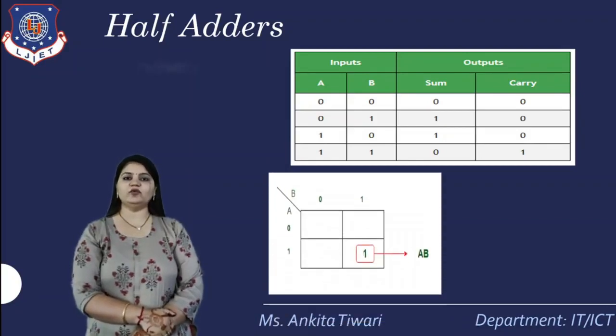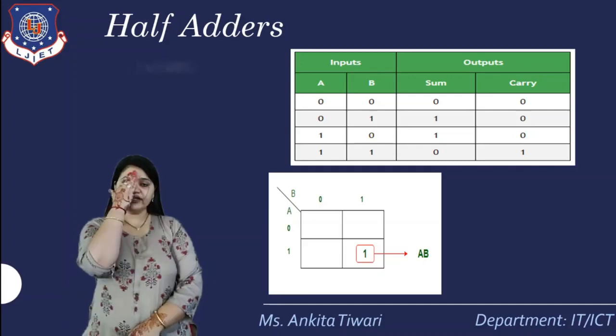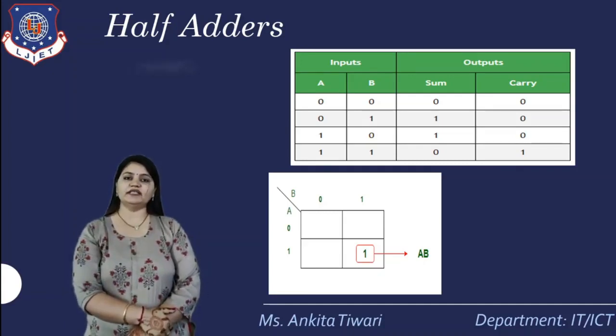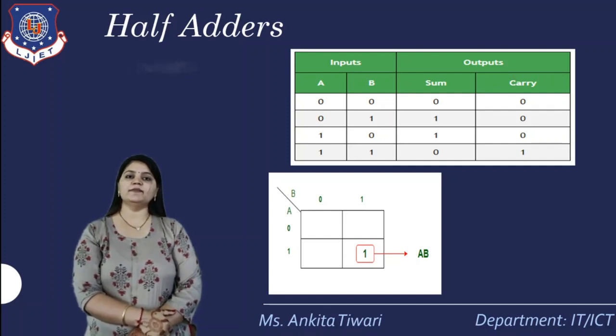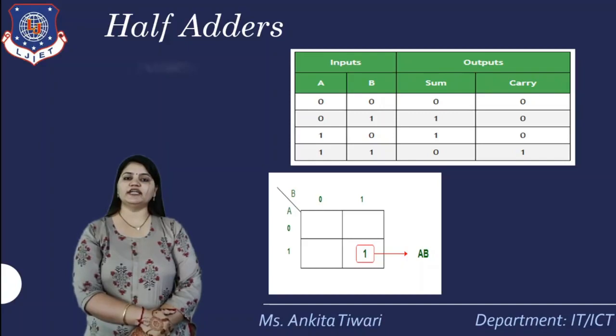Now with respect to that, we'll reduce it by putting it in the K-map, and we'll get the reduced answer for sum as shown here. In carry, as you can see here, we have only one position, that is A and B.